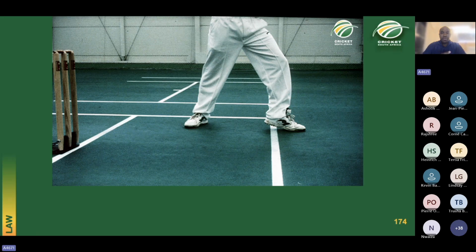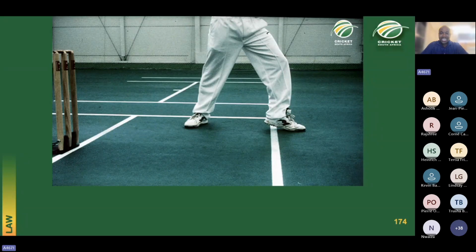Side view for more precise viewing. Back foot, we can see well inside the return crease, no problems there. Let's look at the front foot. Front foot, the ball of the foot is grounded past or in front of the popping crease. What about the heel? The heel is raised.